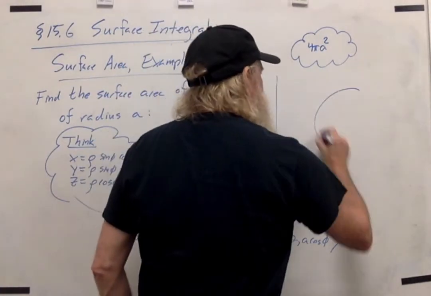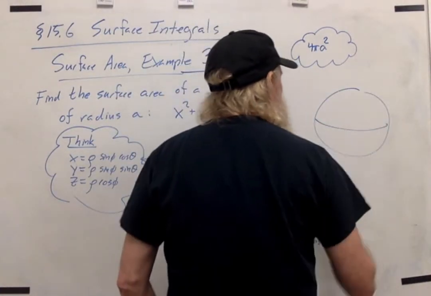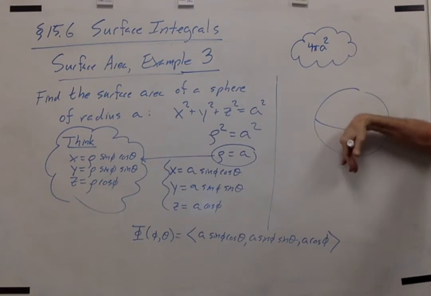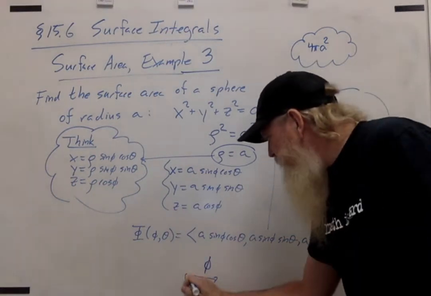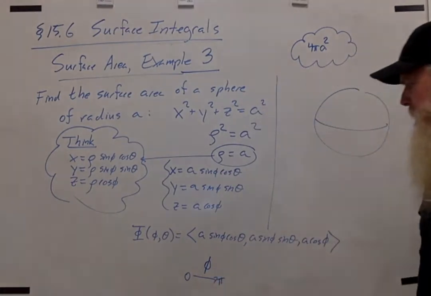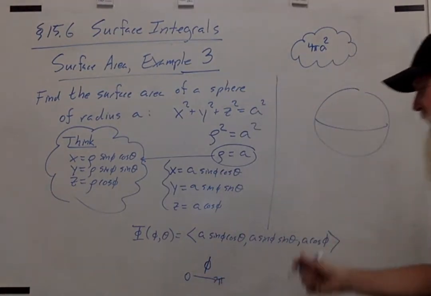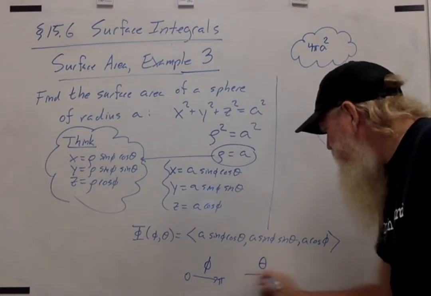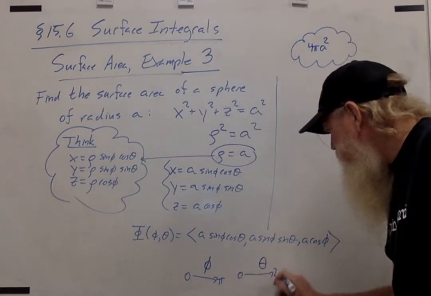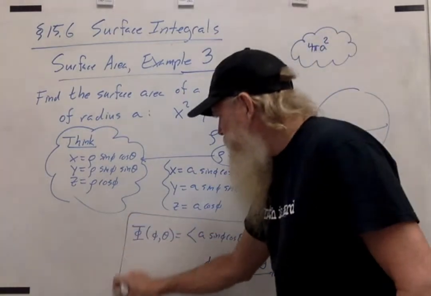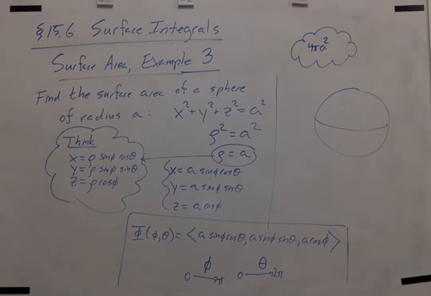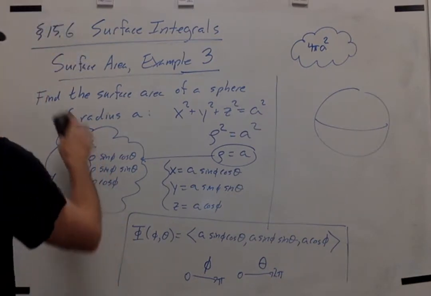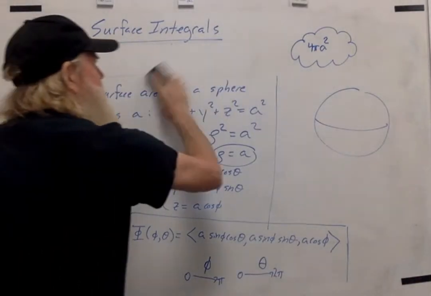Now remember, in the sphere, we need to go all the way from the North Pole to the South Pole. So that means that phi is going to go from 0 to pi. And I want to go all the way around the z-axis. So theta is going to go from 0 to 2 pi. So step 1 is to find the parameterization. That's our parameterization. Next, let's see if we can calculate the surface area element, ds.